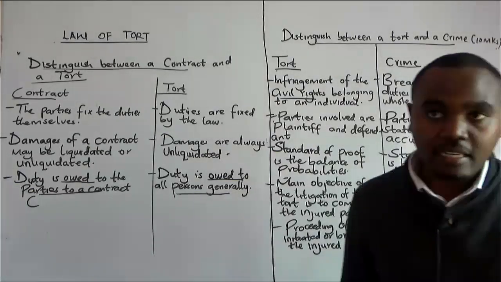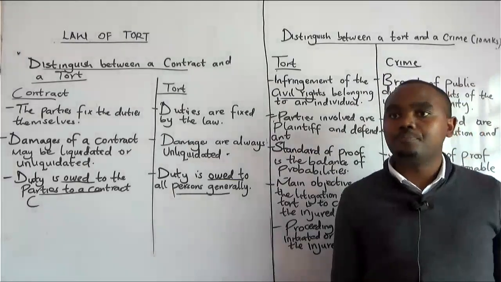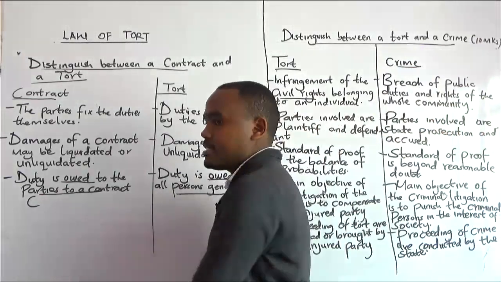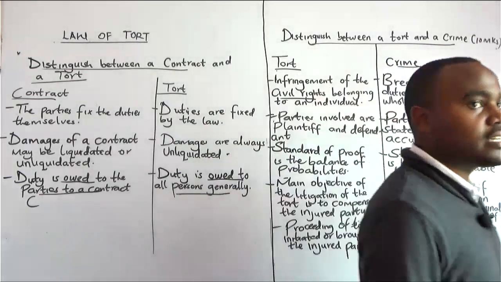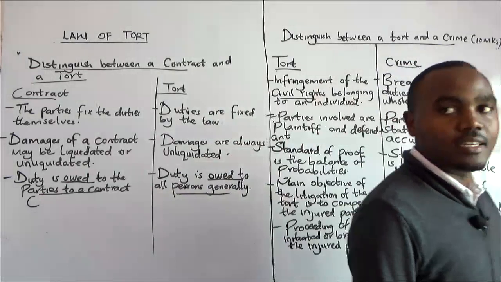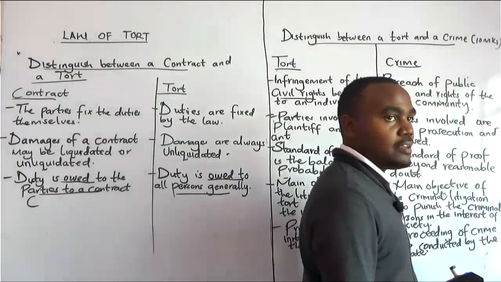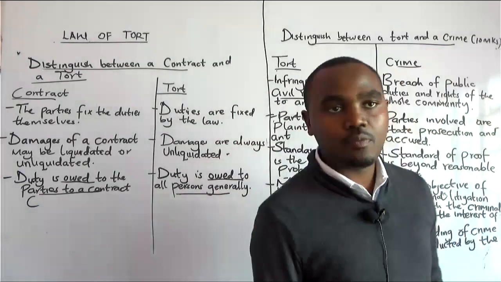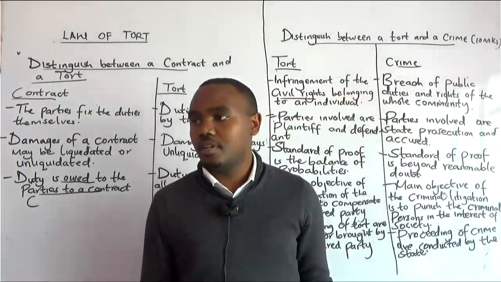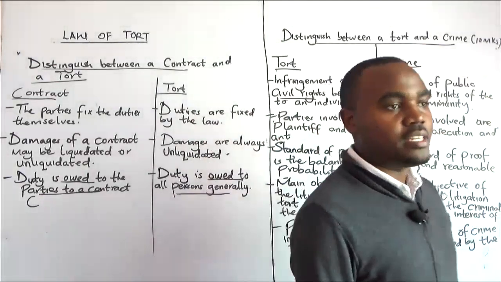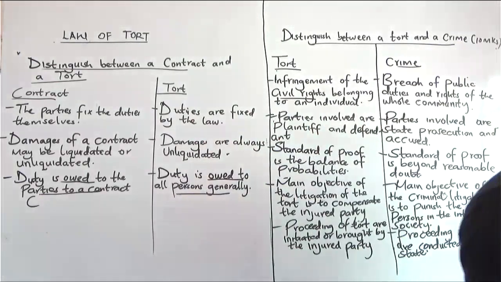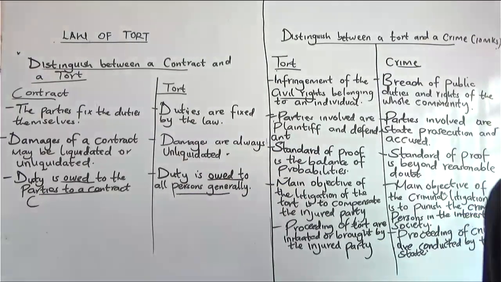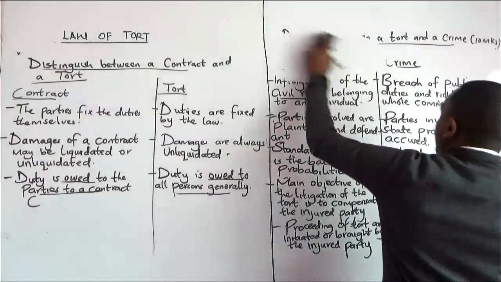From that, what did you say is the meaning of a contract? A legally binding agreement between parties that is enforceable by the law. Then the other one, what about the tort? We have said that it is a civil wrong.